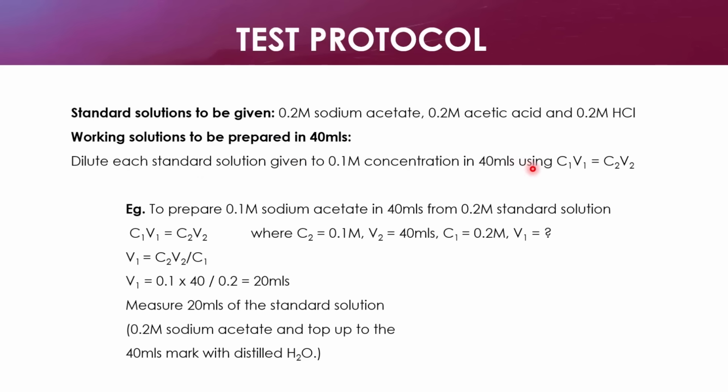So making V1 the subject, we have V1 equals C2V2 divided by C1. And if you substitute the values into this equation, you get V1 equals this times this divided by this. So V1 will give us 20 ml. So what it means is that to prepare 0.1 molar in 40 ml from our stock solution or standard solution, we measure 20 ml of the standard solution, that is 0.2 molar sodium acetate, and top up to the 40 ml mark with distilled water.